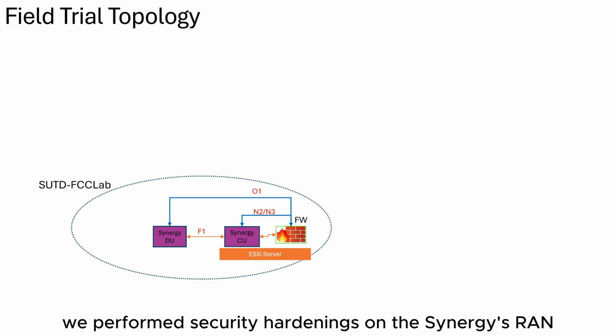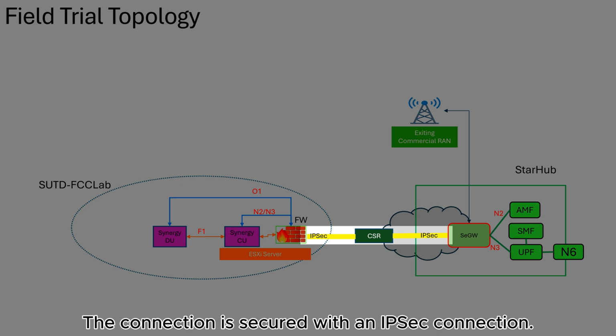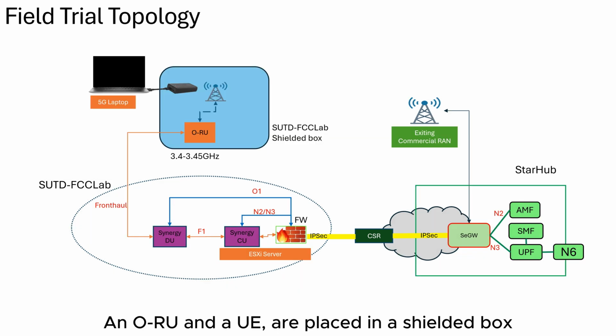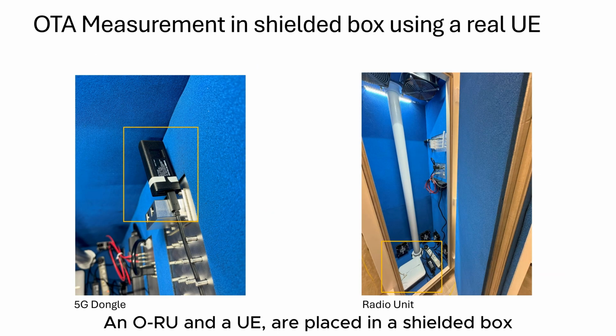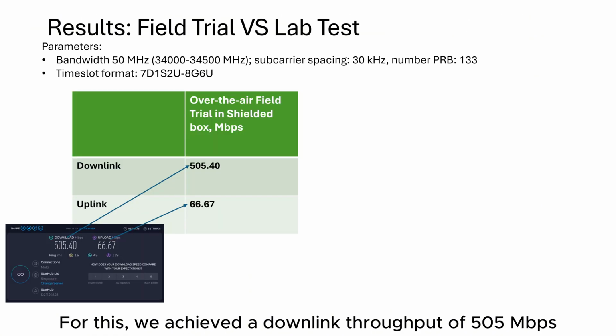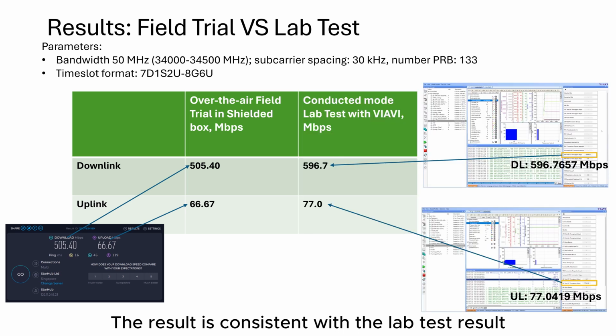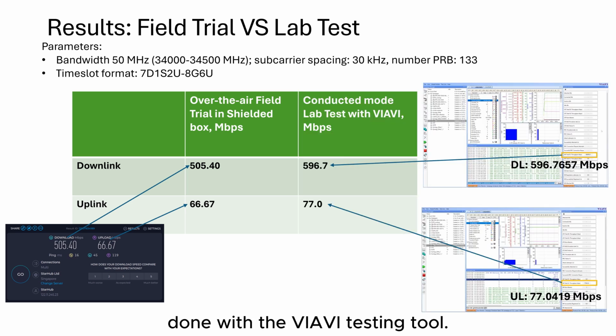Secondly, for the field trial, we performed security hardening on the Synergy RAN and connected the setup to StarHub's live 5G core network. The connection is secured with an IPsec connection. An ORU and a UE are placed in a shielded box to measure the end-to-end performance over the air. For this, we achieved a downlink throughput of 505 megabits per second and an uplink throughput of 67 megabits per second. The result is consistent with the lab test result done with the VIAVI testing tool.